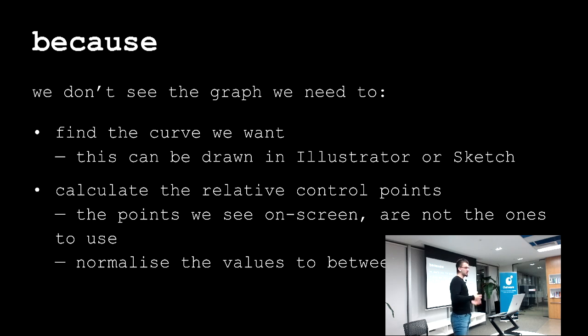But because we don't see the graph, if we need to write our own curve, you have to find the one you want. You have to figure out what you want the animation to do from point A to point B. And usually the designer, or you, if you're adept enough, will have to open up Sketch or Illustrator or even Photoshop if that's all you've got, and use the pen tool to figure out what you want, and use anchor points and figure out the control points for your curve to transliterate into CG points to supply to the Core Animation engine.